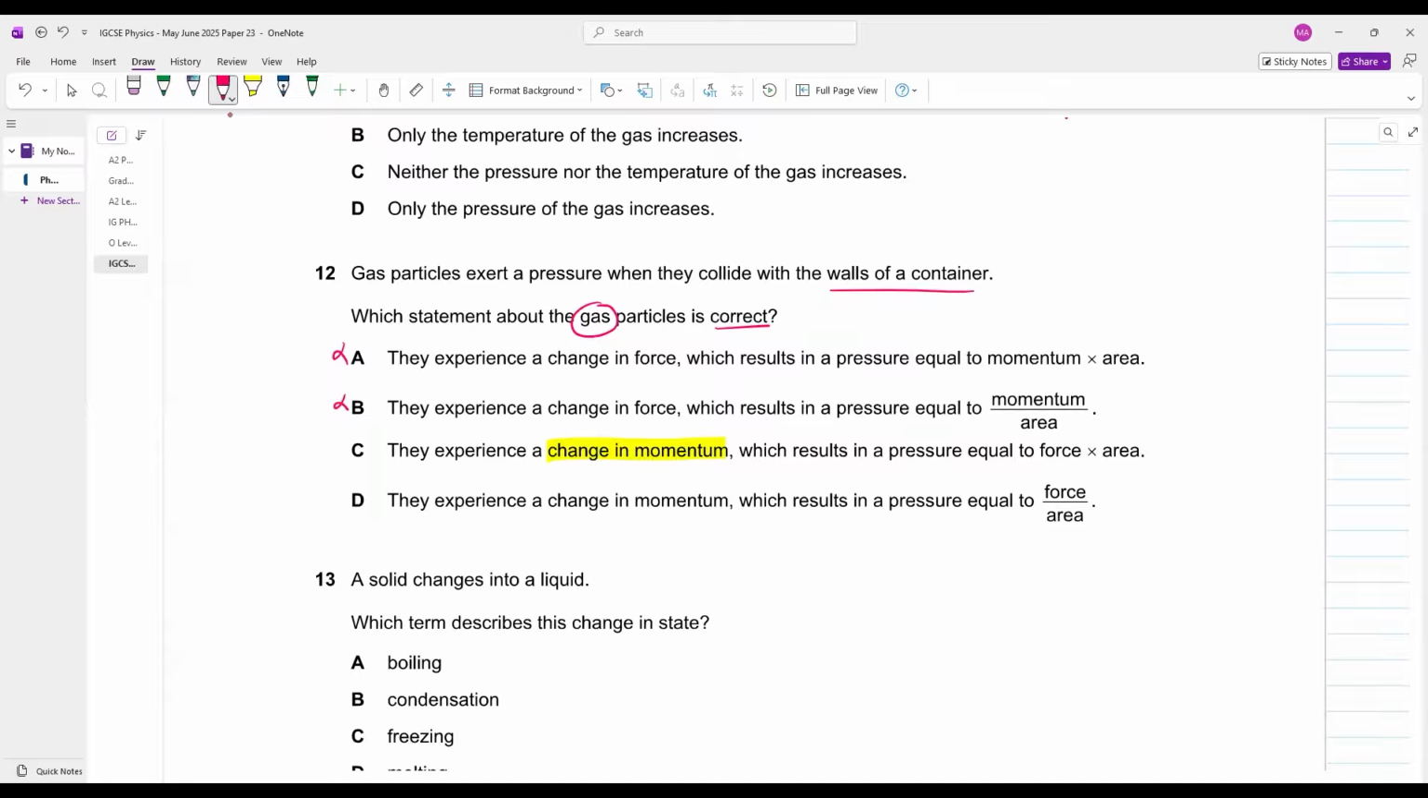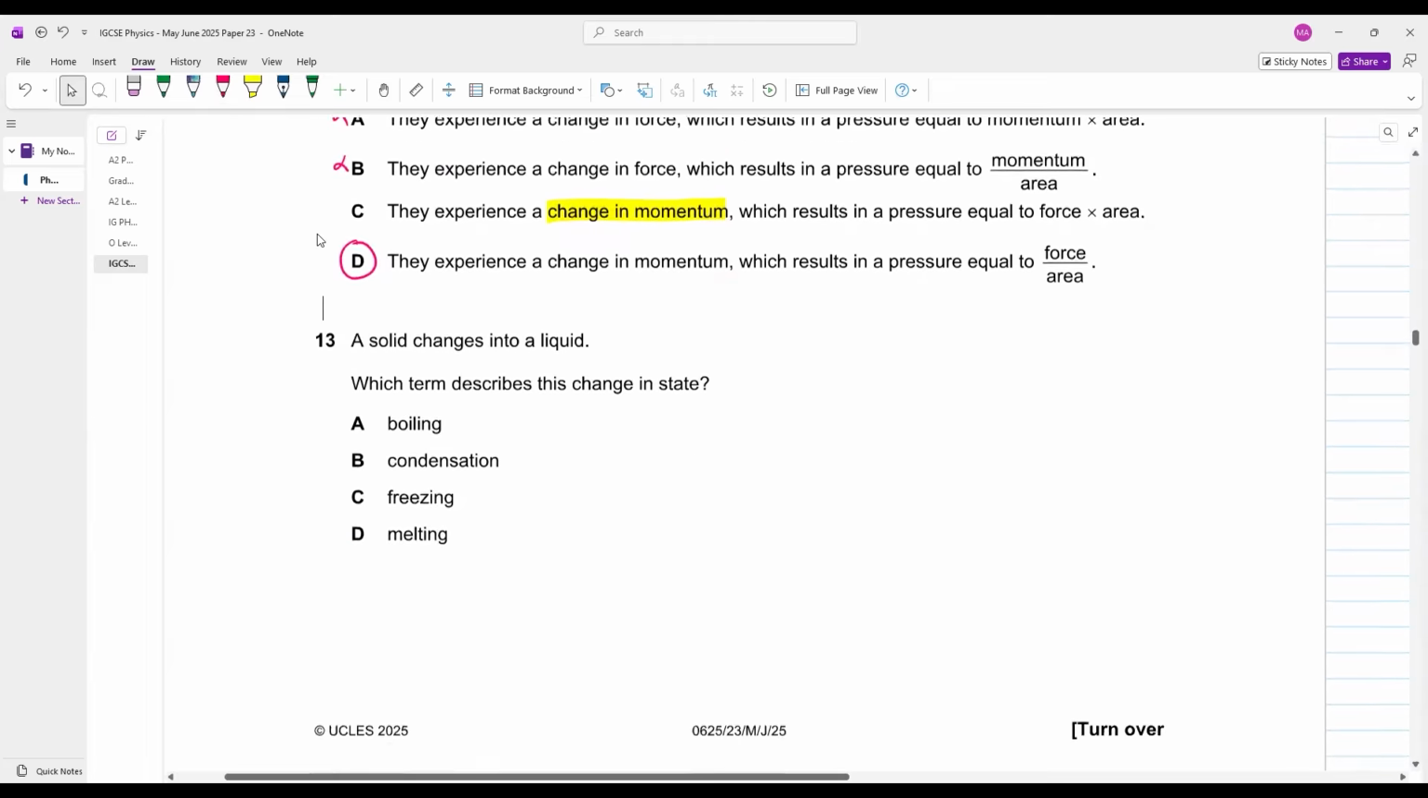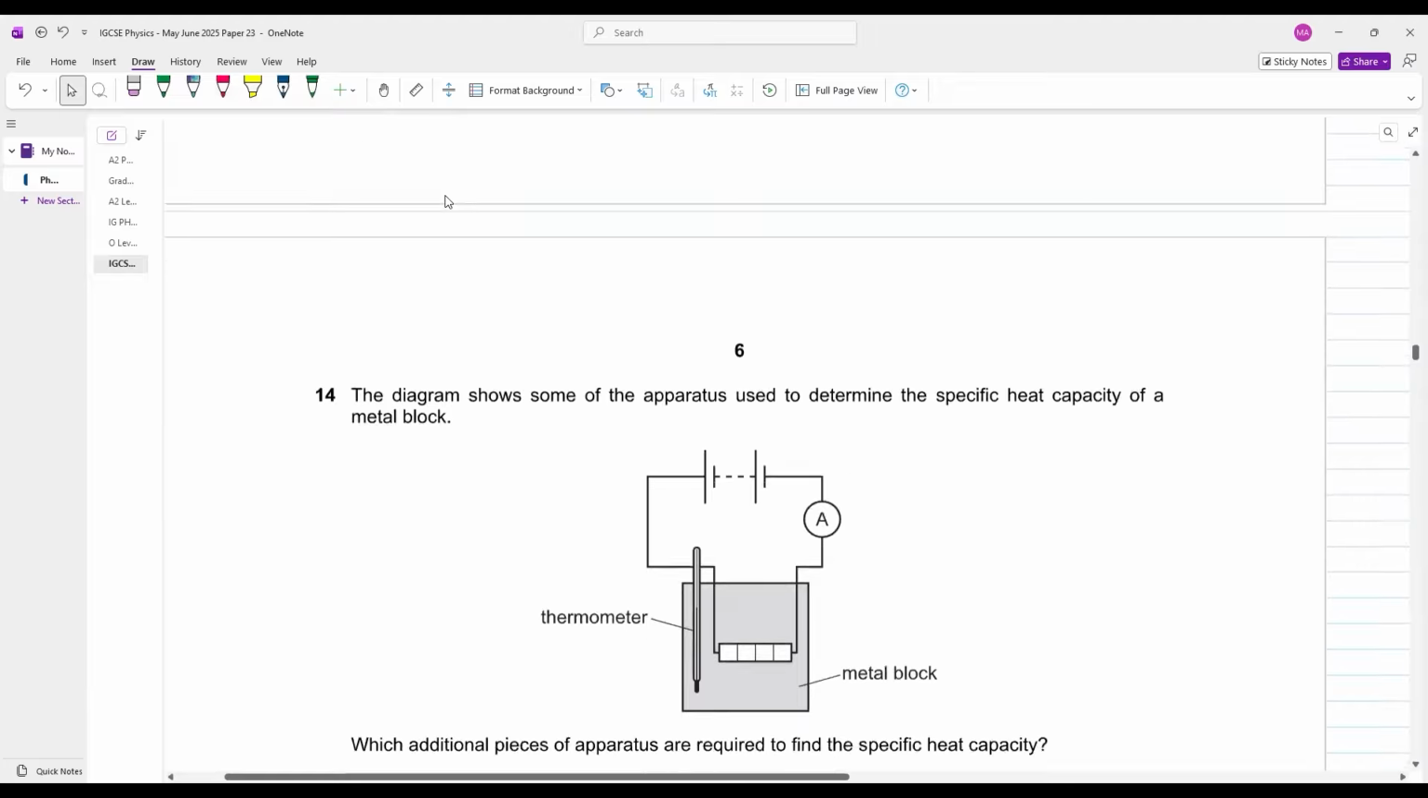They experience a change in momentum and the pressure is equal to what? Force over area. D is your answer. Let's move on to question 13. A solid changes into a liquid. Okay, so a solid is changing into a liquid. Which term describes this change in state? बेटा अगर solid को liquid में turn कर रहे हो, what is this process called? Melting. D is your answer.